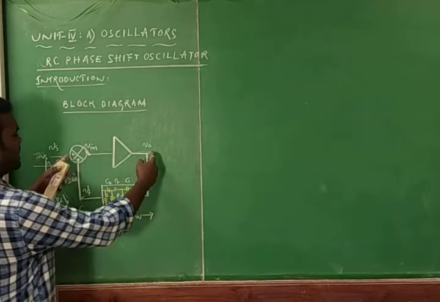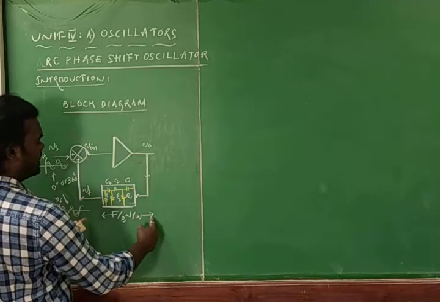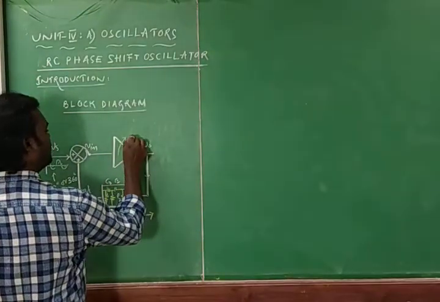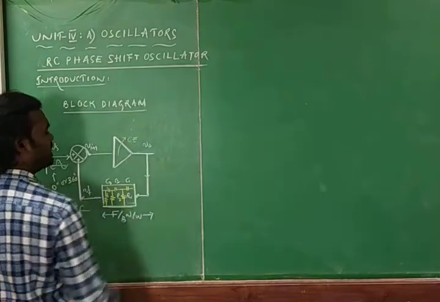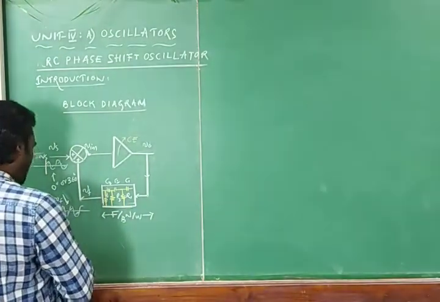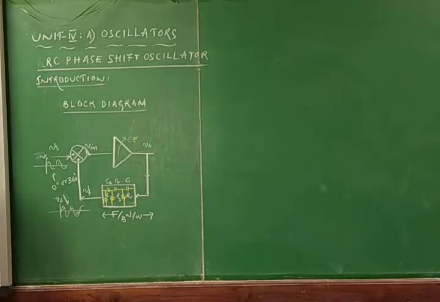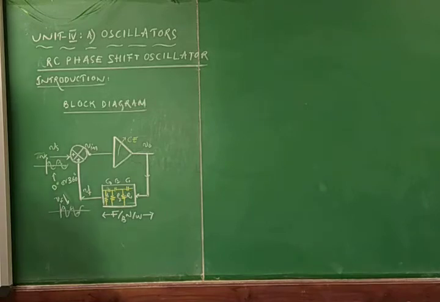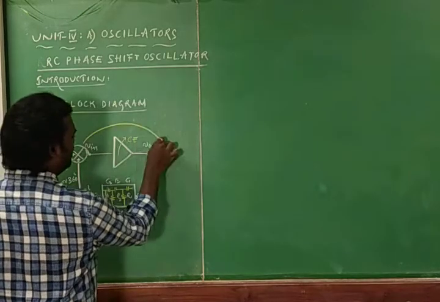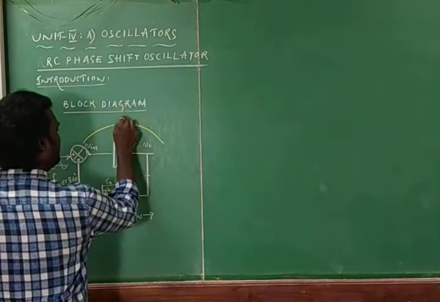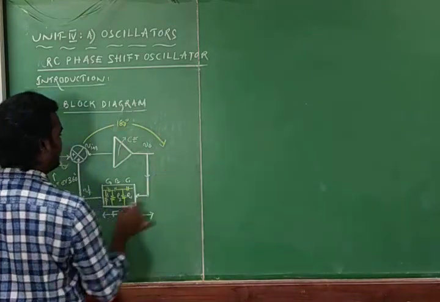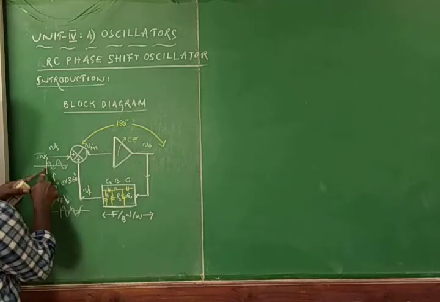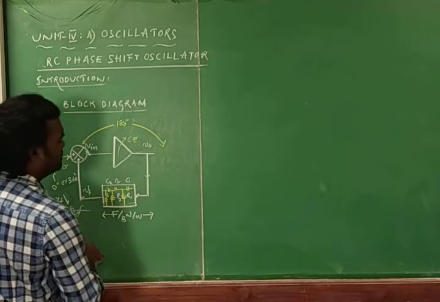But here there are two sections: the amplifier section and the feedback section. This amplifier is designed with CE configuration, that is a CE amplifier, so it can provide a phase shift of 180 degrees. The amplifier section will provide the phase shift of 180 degrees, so from here to here, this is the input signal and the output signal will be like this.